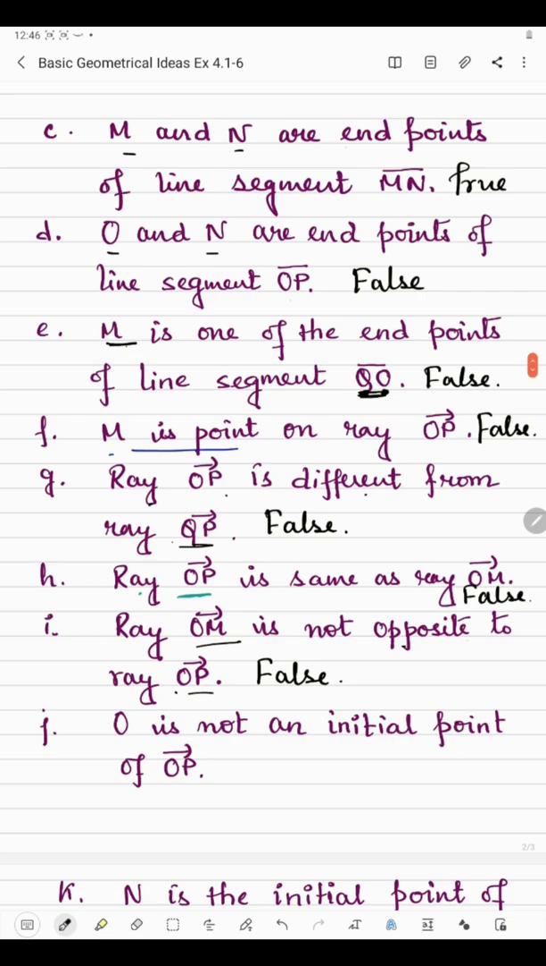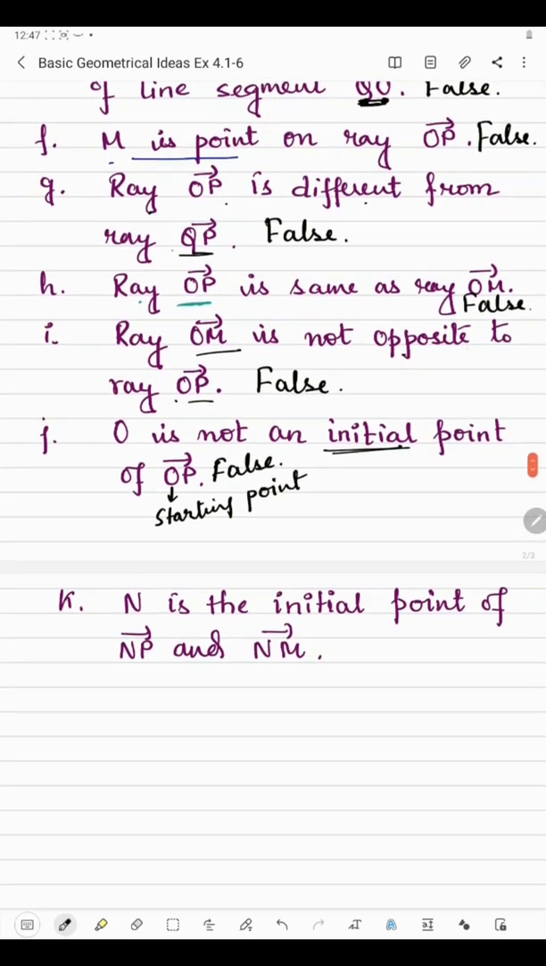Now coming to next part. O is not an initial point of OP. Now initial means starting point. Now see, without seeing the figure, how will you say that O is not an initial point? Now in this ray OP, this is the only starting point. For this you don't have to see the figure also, because O is the starting point here. So O is not an initial point. So it's false, because in this ray we can see that O is the starting point. So it is false, right?